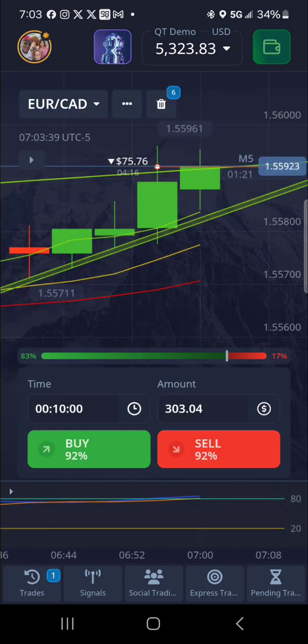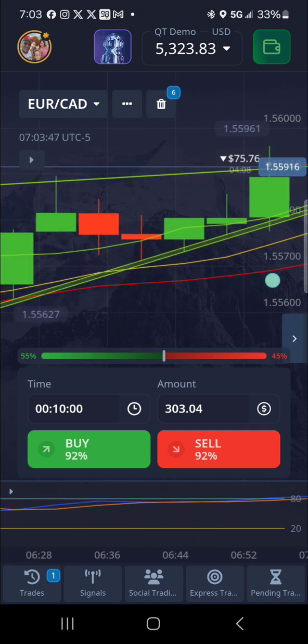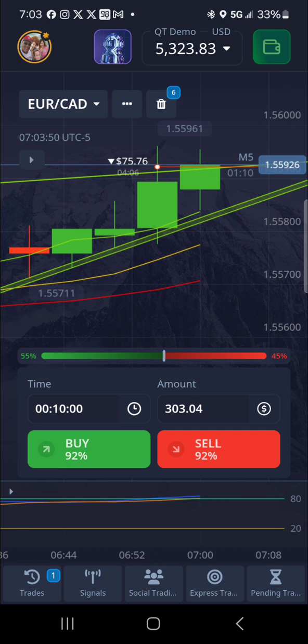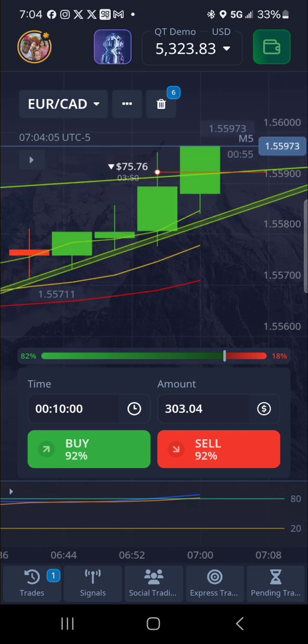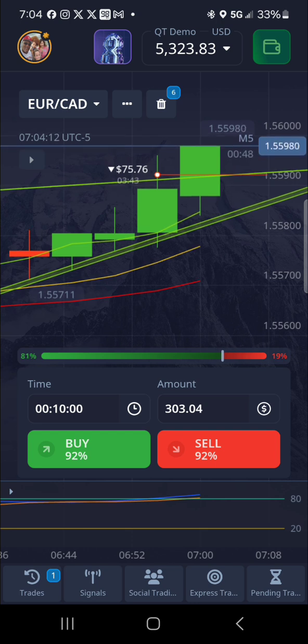Okay, so if this thing touches this line again, it's been very accurate. So if it does touch the line again, then I would go with a 5-minute. I'm probably going to do a 7-minute trade. I'm saying if it touches the floor again on this one, then I'm going to do a buy for probably 7 minutes.